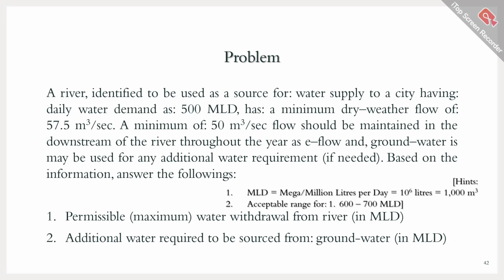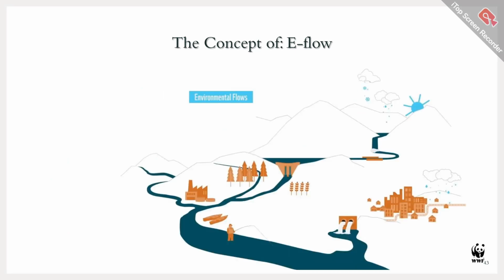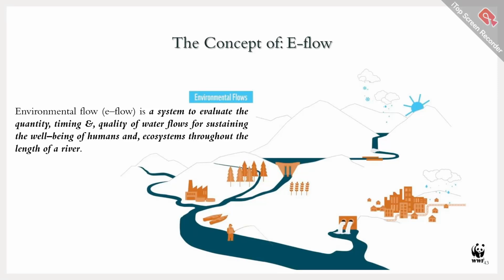Okay, so now first we will see what this e-flow is. The e-flow is basically called as the economic flow. We will delve into this concept in a very detailed manner. Economic flow or environmental flows also it is sometimes called. So it is a system to evaluate the quantity, timing and quality of water flows for sustaining the well-being of humans and ecosystems throughout the length of a river.